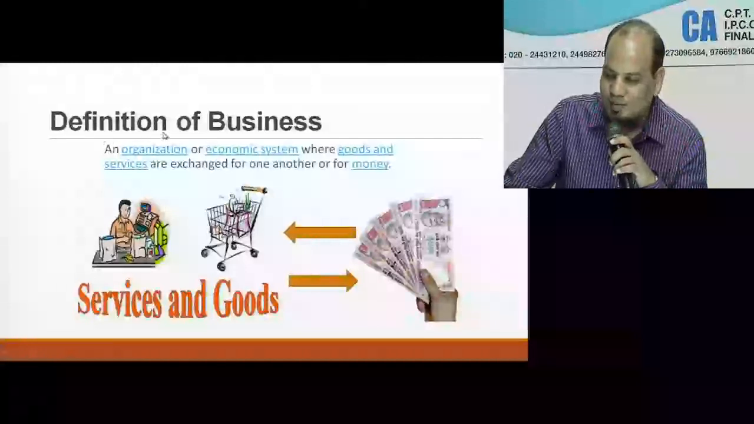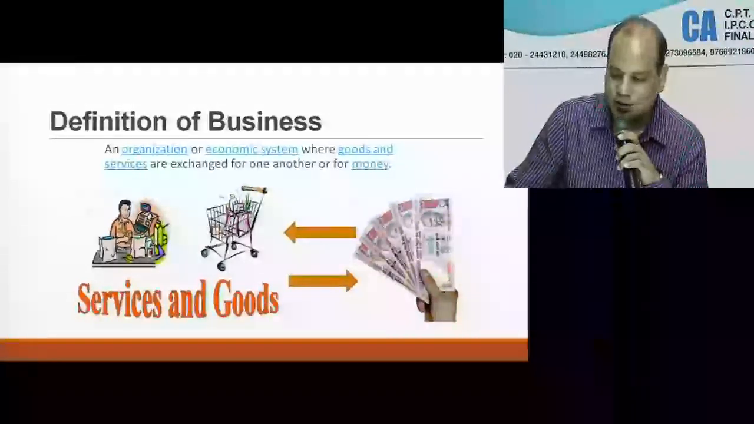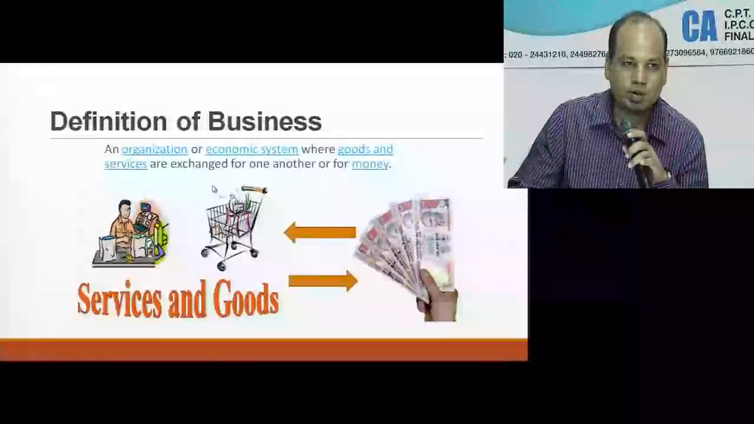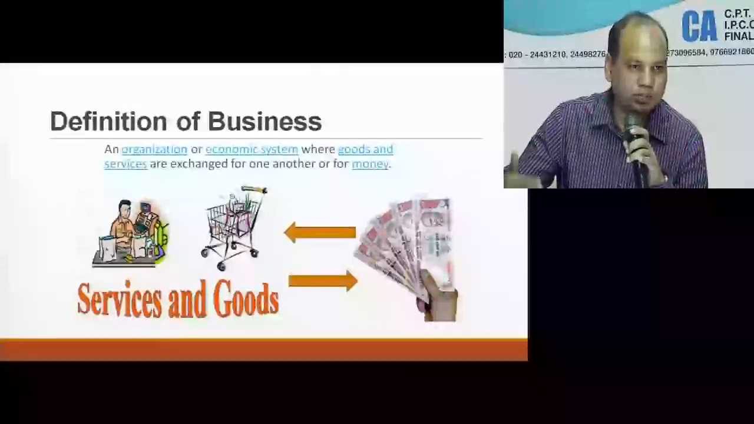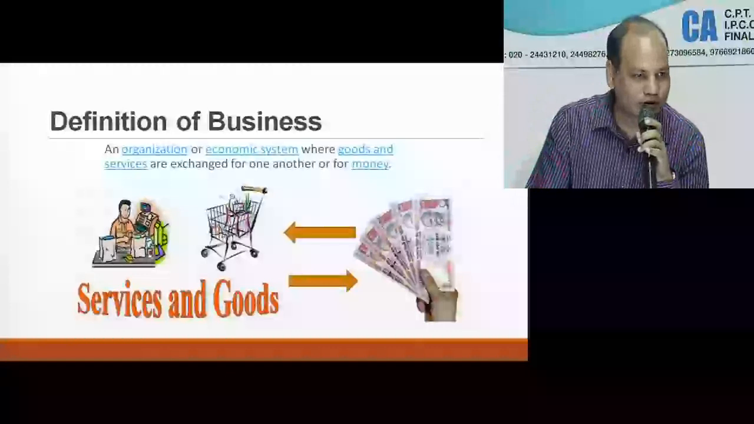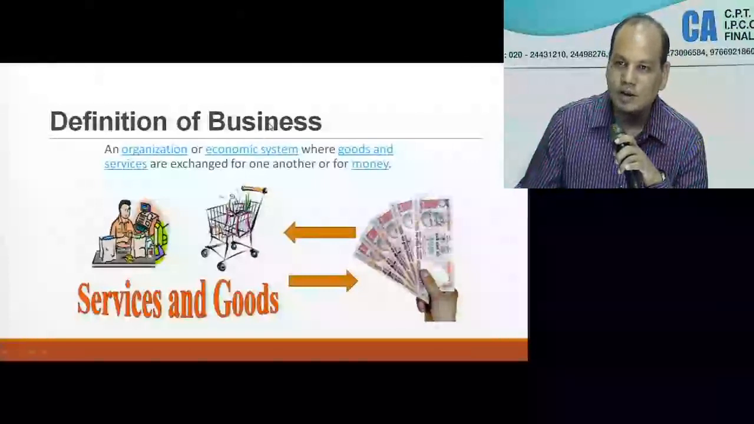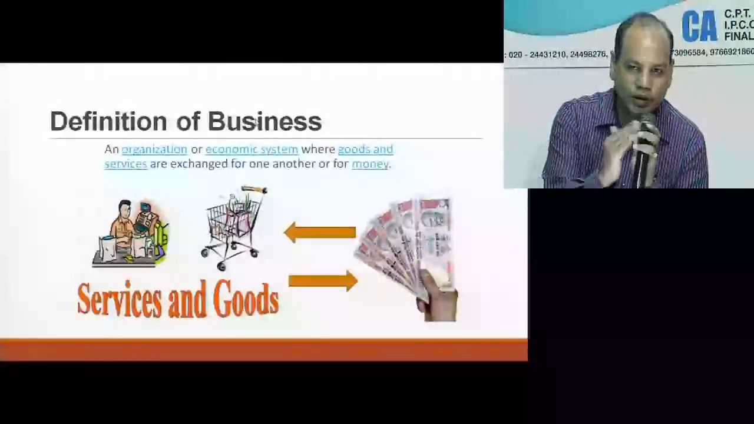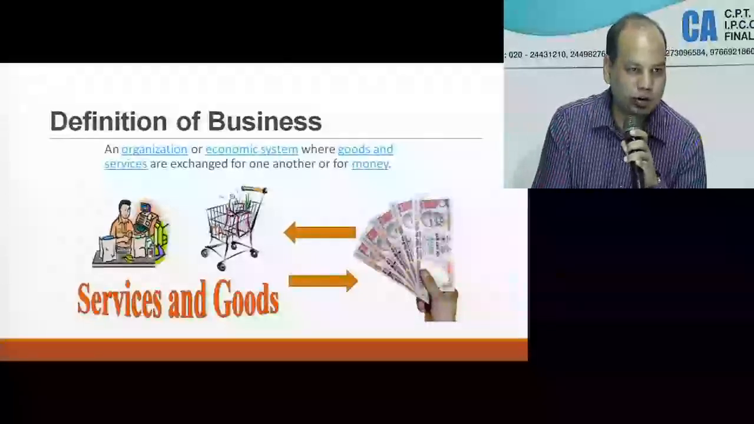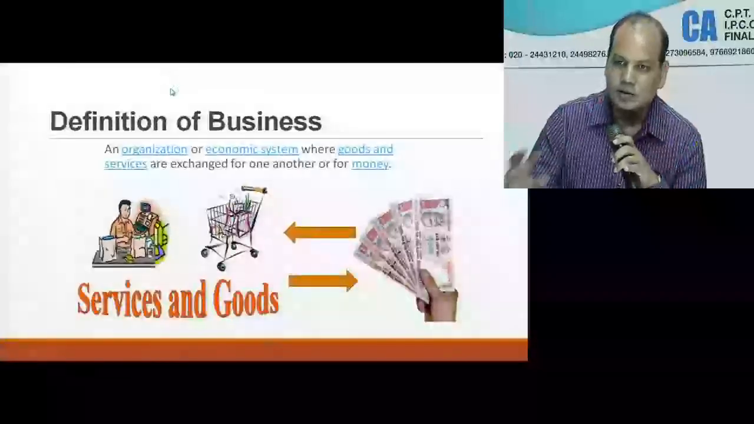Okay. Now let us see some definitions of business given by different authors, given in your ICAI study module. A business is an organization. Okay, so organization means a system where you have people, man, material, money working together to produce some goods or service. That is an organization. Or an economic system. Again, economic system means a system which converts inputs into output and generates value for the several people who are associated. A business requires a lot of skill.